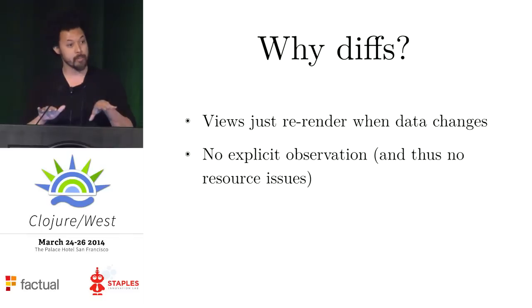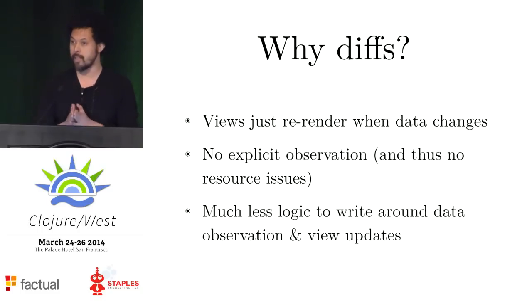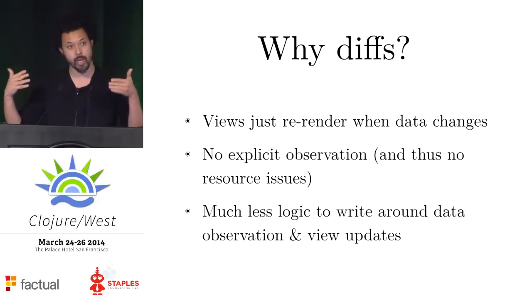So the React model tries to eliminate the resource issue that occurs with explicit observation. This is true, for example, for Rx, right? It's a resource if you start observing something. And again, this just means a lot less logic to write around observation and view updates. There's just a direct correspondence. If the data changes, the view changes.